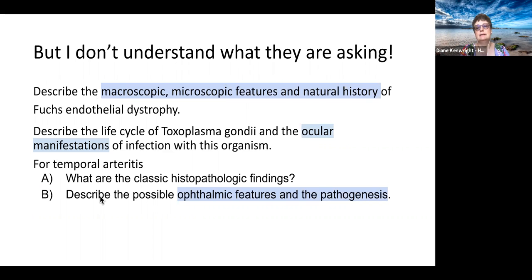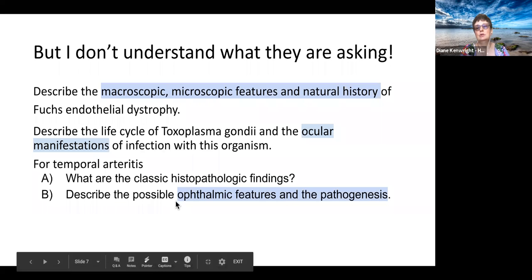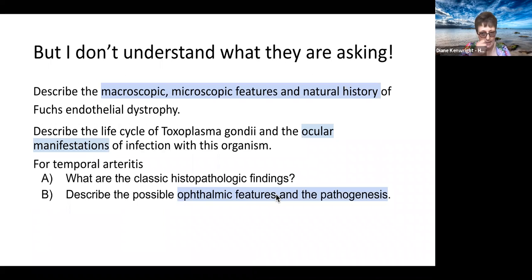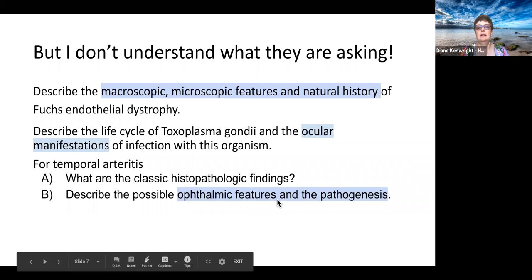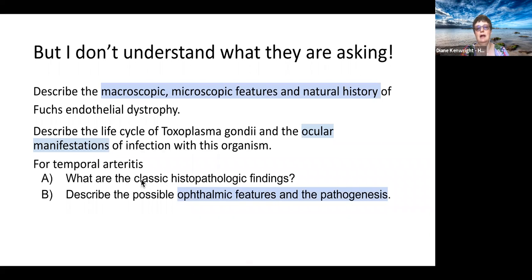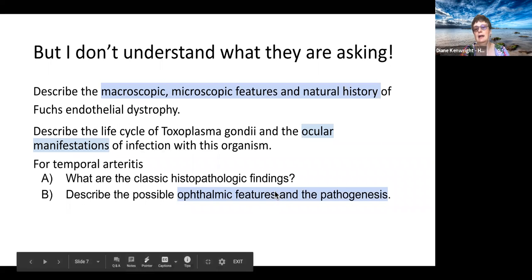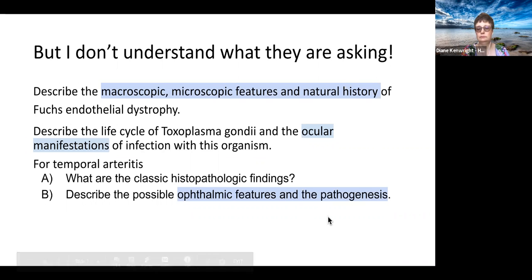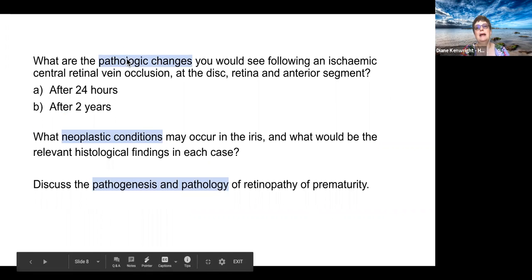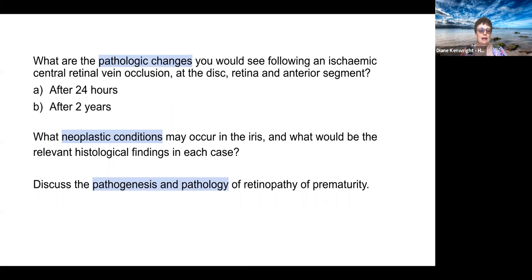So temporal arteritis, this is a lovely one. Describe the possible ophthalmic features. Okay, so they want to know the macroscopic, what you see clinically, and the microscopic of temporal arteritis in the eye. They've asked you to talk about it here in the artery. Here they're talking about it in the eye. And then the pathogenesis, where you would talk about the type 4 immune reaction. Here's another good one. What are the pathologic changes you would see? The pathologic changes would be the macroscopic changes, what you would see clinically, and the microscopic changes.